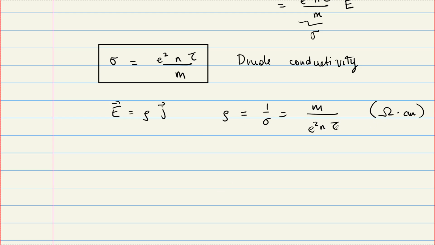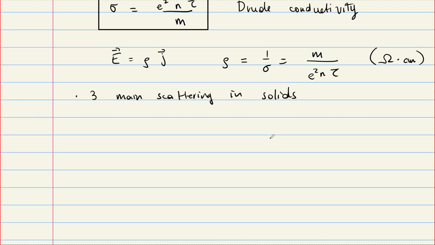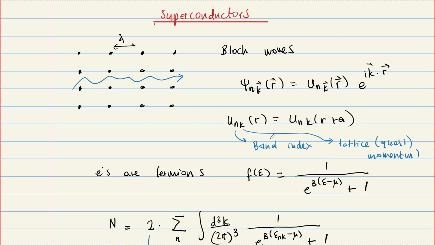Now, what is tau? Tau is defined by, like I said, the scattering time, and there are basically three main scattering events in any solid. What are they? Let me ask if people know this. In a solid, what are the main things that prevent conduction? Lattice scattering. What do you mean lattice scattering? So the scattering from these ions.